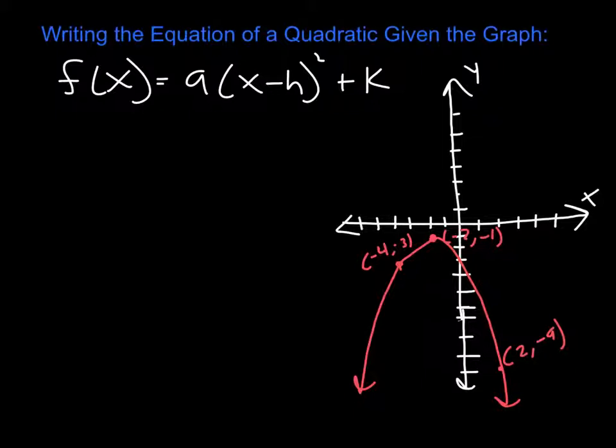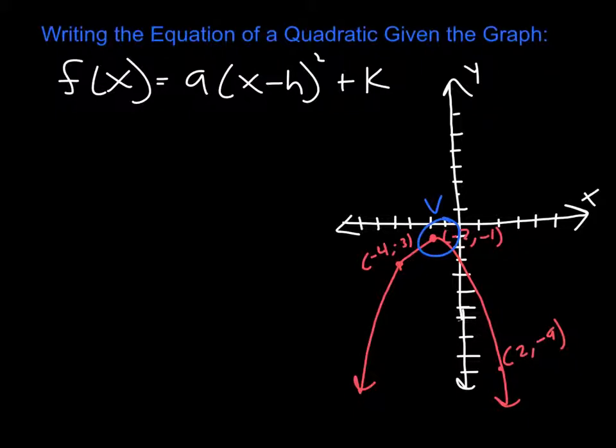That's just general form. So what I'm first looking for on my graph is to figure out what the vertex is, and then I'll plug that in for my h and k, and then we'll go from there and see what we're missing. So right now I know that my vertex is right here on the graph. Let me circle it in blue. Here's my vertex. So I'm going to plug that in.